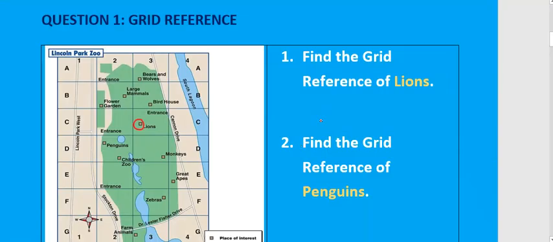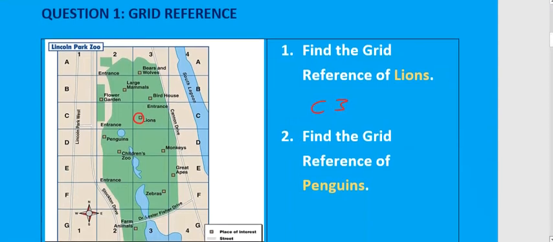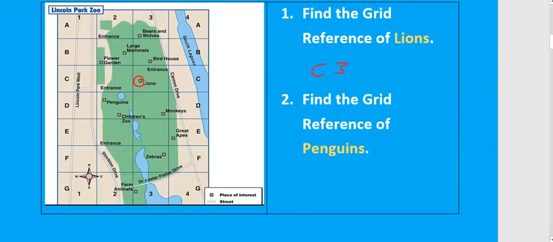is at C3. Next question, the grid reference of penguins. All right, penguins are over there. The corresponding letter is D, and the corresponding number is 2. So the grid reference of penguins is D2.